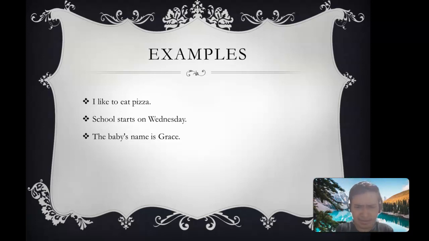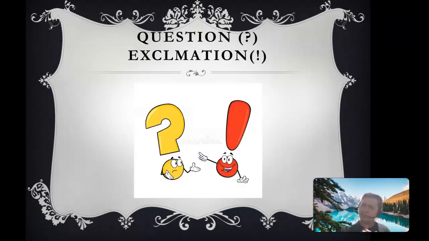And then you can say, the baby's name is Grace. The baby's name is Susanita. So that is one of the common examples, and how you can realize that we're using a period, or that this is the type of sentence we're talking about, is because at the end it comes with a period. That is the most common way to use it. As well, we have question marks and exclamation marks. Those are the most common ones that we usually use.